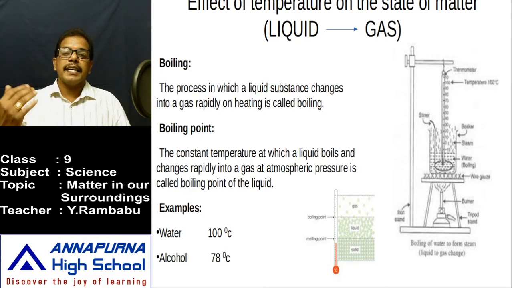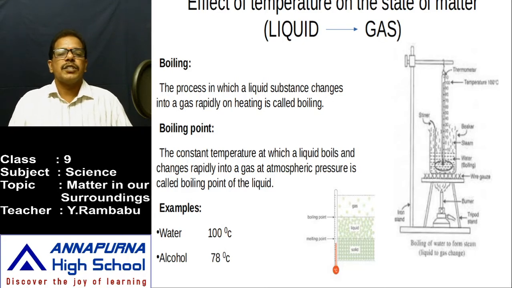At higher altitudes, the atmospheric pressure is low, so it is better to use a pressure cooker to cook food materials. Next, about another process. When a substance is heated, the solid changes into liquid and the liquid changes into gas. Now we will learn about the reverse process of melting and boiling.